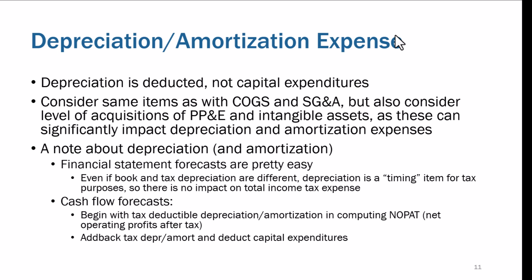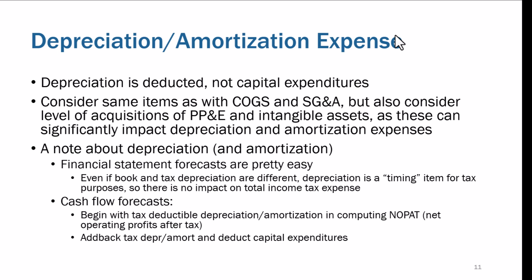And then we want to consider some things related to cost of goods sold and SG&A, but also the level of acquisitions. So if we've acquired a lot of PP&E, or if we've made some acquisitions which have given us intangible assets, we are going to expect depreciation and amortization expense to increase.